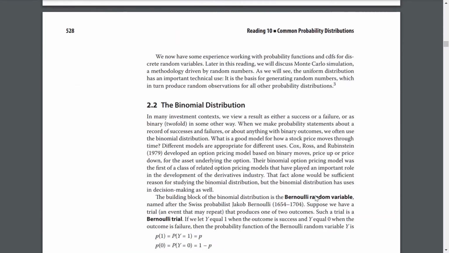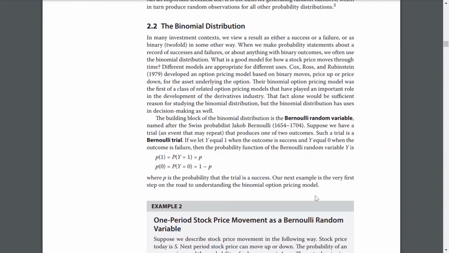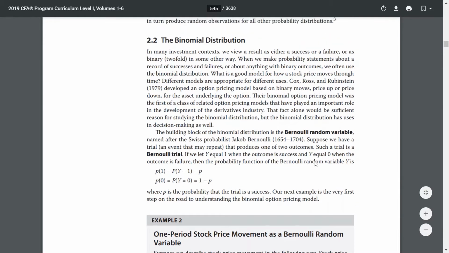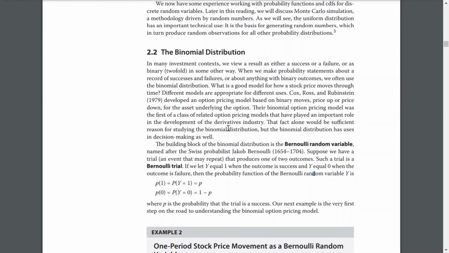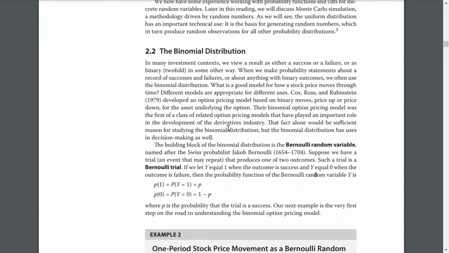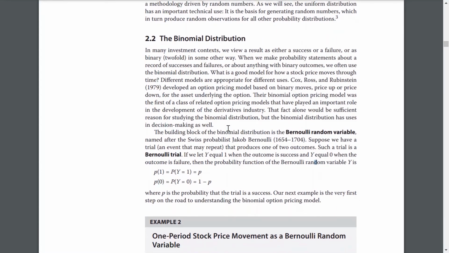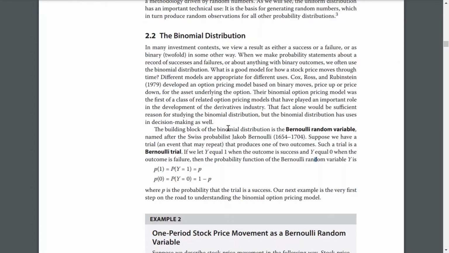Binomial distributions, 2.2 binomial distributions. In many investment contexts, we view a result as either a success or a failure, or as binary, which is twofold. In other words, we can make probability statements about a record of success and failure, or about anything with binary outcomes. We often use the binomial distribution.